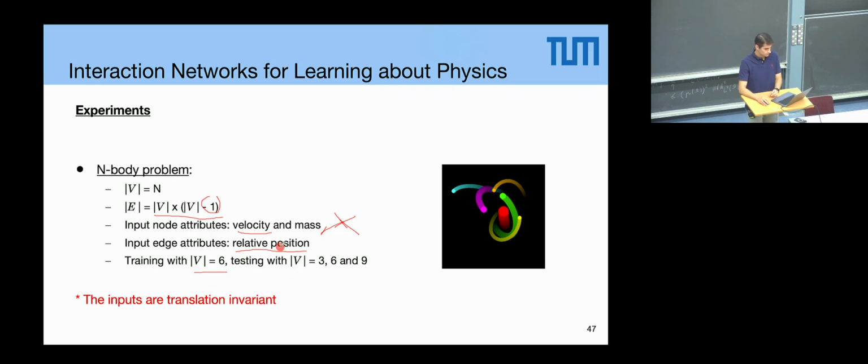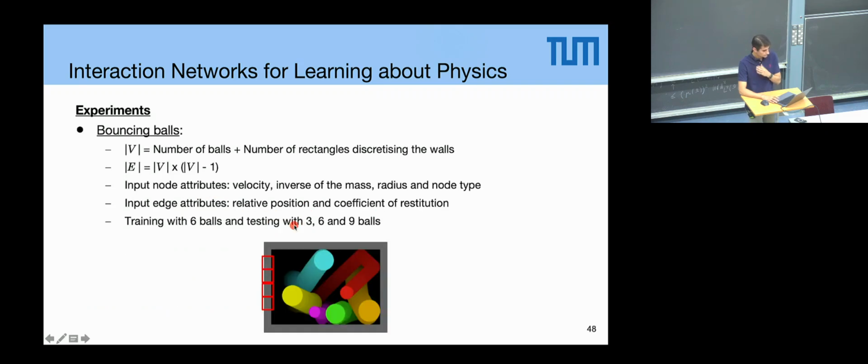And for training, they consider 6 nodes. Then the other problem was the balls bouncing within a box. So in this case, we have two types of nodes. First, we have nodes for the balls, and these balls can also collide with the surrounding walls. So in order to provide information about this, these are discretized also into some cells, and each of these cells is assigned another node. So we have ball nodes and wall type nodes.